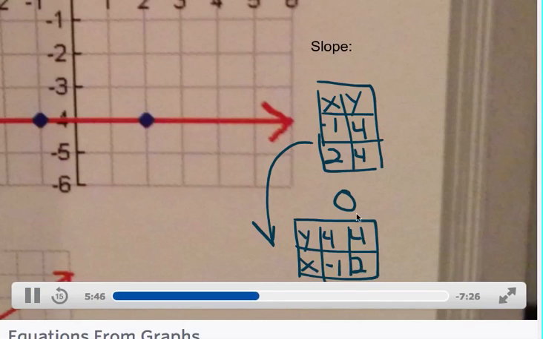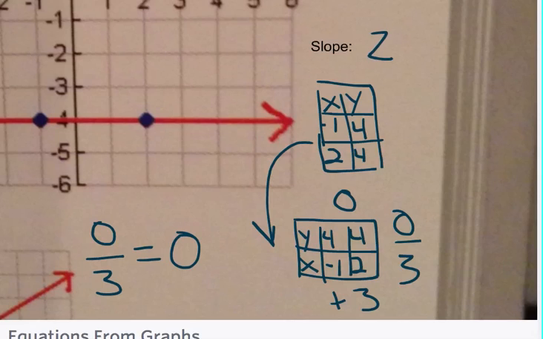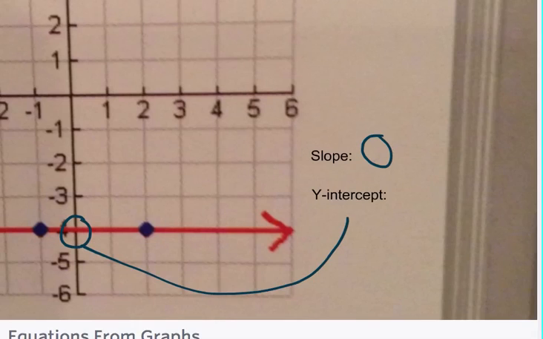So to go from 4 to 4 is actually 0. And to go from -1 to 2 is 3. 0 divided by 3 is 0. So the slope for this equation is 0. The y-intercept, we can see it goes across the y-axis at 4. Right there at 4.